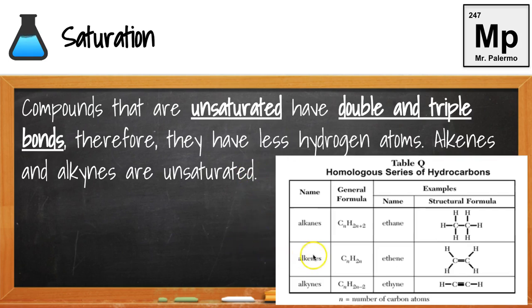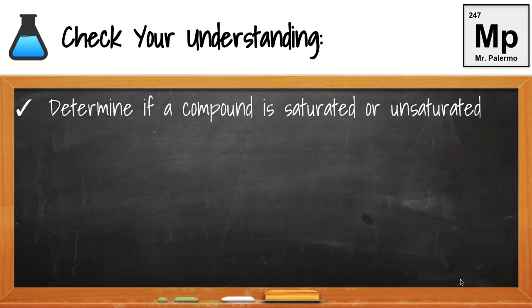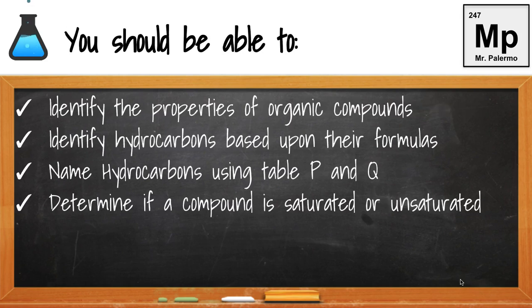So therefore the alkenes and the alkynes, since they contain either a double bond or a triple bond, are not saturated with hydrogens. They have less than the maximum amount of hydrogen atoms attached to the carbons, and so we say they are unsaturated. Let's check your understanding. Can you determine if a compound is saturated or unsaturated? At this point, you should be able to identify the properties of organic compounds, identify hydrocarbons based upon their formulas, name hydrocarbons using table P and Q, and determine if a compound is saturated or unsaturated.